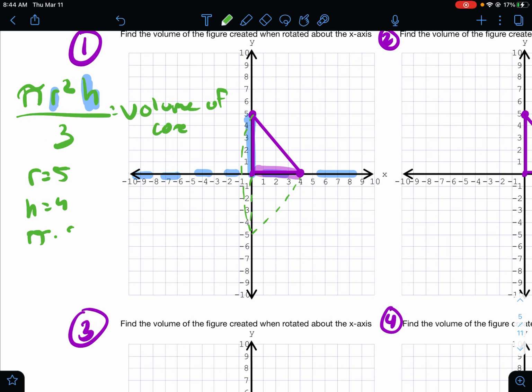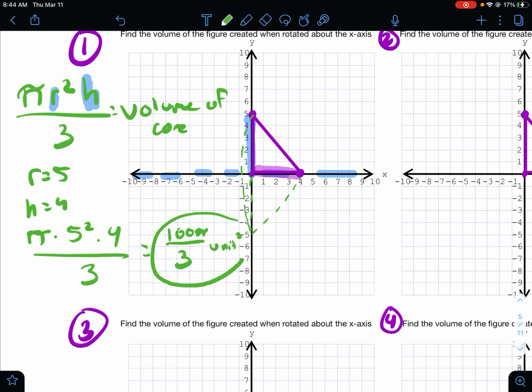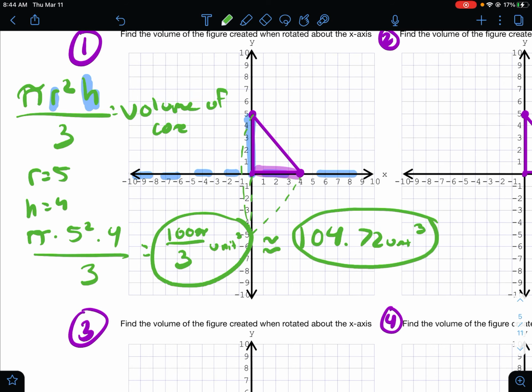We get pi and then radius squared, which is 5 squared, times our height, which is 4, all over 3, which is going to give us 25 times 4, which is 100. So we would get 100 pi over 3, and this would be units cubed. This would be our answer here. If you wanted to get a decimal equivalent, you definitely could. You would do 100 times pi, and then divide that by 3, and you get approximately 104.72 units cubed. So that's how you'd find the volume of that cone.